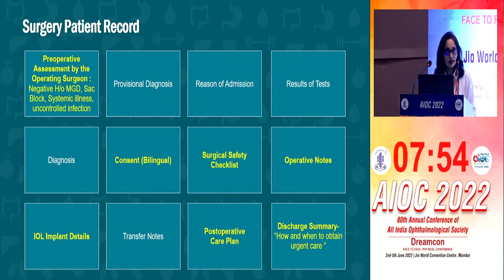Operative notes, IOL implant details. So the IOL label, which carries the details, should be pasted at 3 places. One is the OT master logbook, another one is your discharge summary, and then inpatient record. Post-operative care plan, which will include your antibiotic protocol, and discharge summary. Here it is very important to mention how and when to obtain urgent care in case some untoward things happen. And this should be in the language which the patient understands.